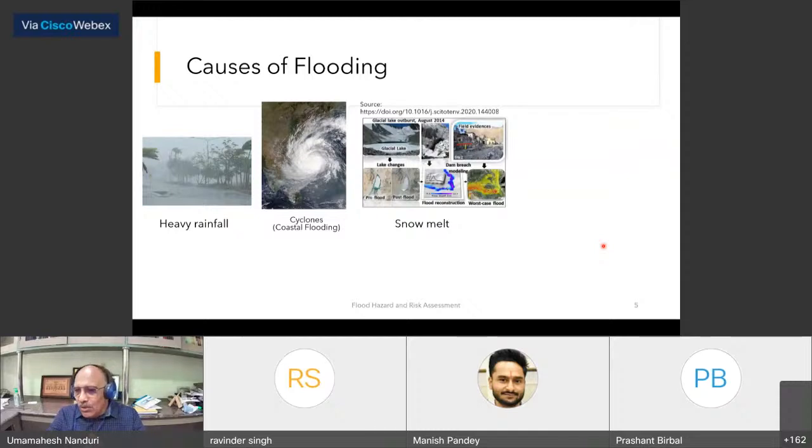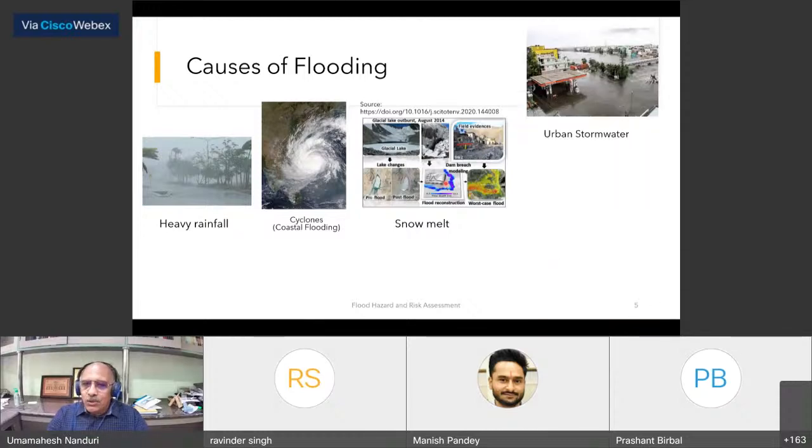Snowmelt is another major cause of flooding, especially in the Himalayan regions of India. I borrowed this from a study of the glacial lake outflow that occurred in August 2014, where a lot of areas in Uttarakhand were severely affected by flooding caused mainly by snowmelt, which caused the glacial lake to burst and flood a large number of areas, and many people were affected. Snowmelt, especially in the Himalayan rivers, is a cause of frequent flooding. It is expected to increase because of global warming, and that's also causing more frequent floods in hilly states like Himachal Pradesh and Uttarakhand.